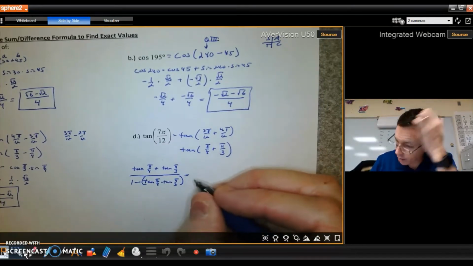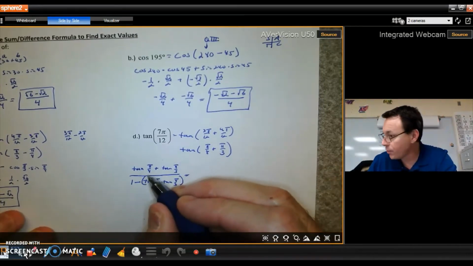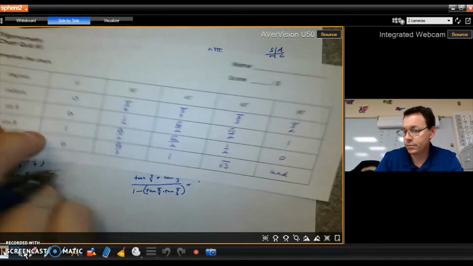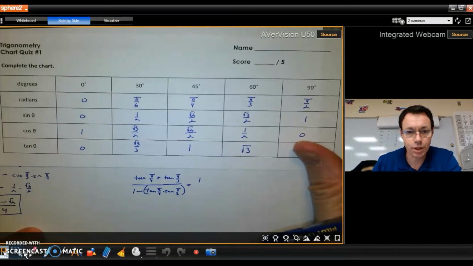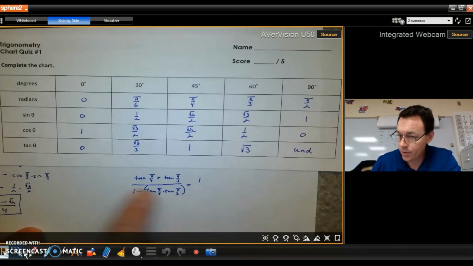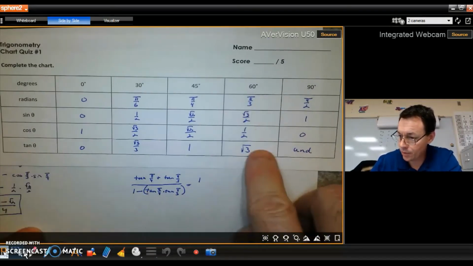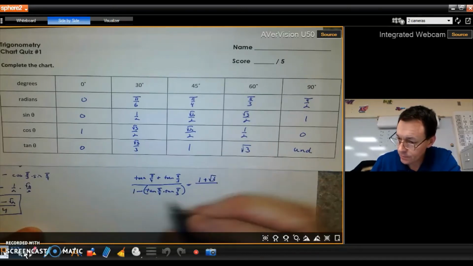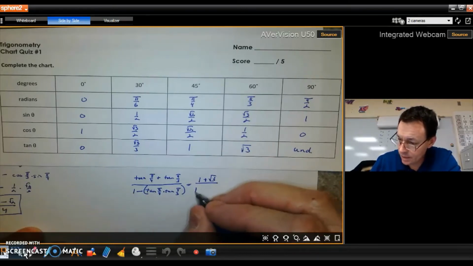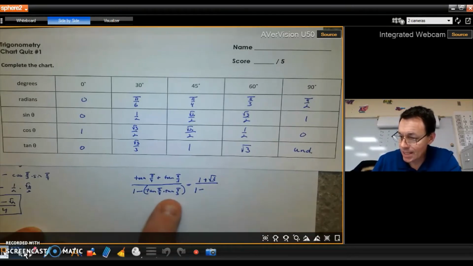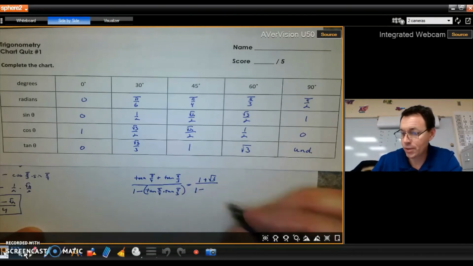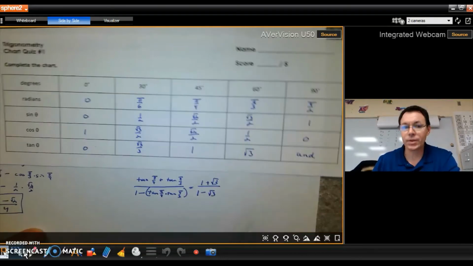Now, what are these values? Well, the tangent of pi over 4 is just 1. So now I'm using my chart. Tangent of pi over 3 is radical 3. So plus radical 3. And then 1 minus those exact same values multiplied together. Well, those values are a 1 and a radical 3. And when you multiply those together, you're just going to get a radical 3.